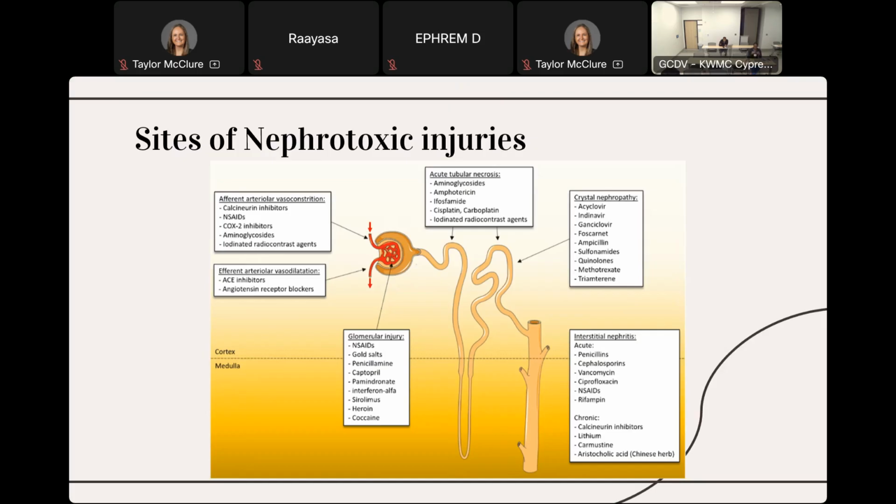And then very separately, interstitial nephritis, because this is not a directly nephrotoxic injury, this is a type 4 hypersensitivity, can happen because of a lot of antibiotics and also because of some other medications like carbamazepine and calcineurin inhibitors. So just trying to show you the sites of nephrotoxic injuries, that not all nephrotoxins cause the same kind of kidney damage. What kind of kidney damage we see, what repercussions they have in the long term, depends on where they are affected.